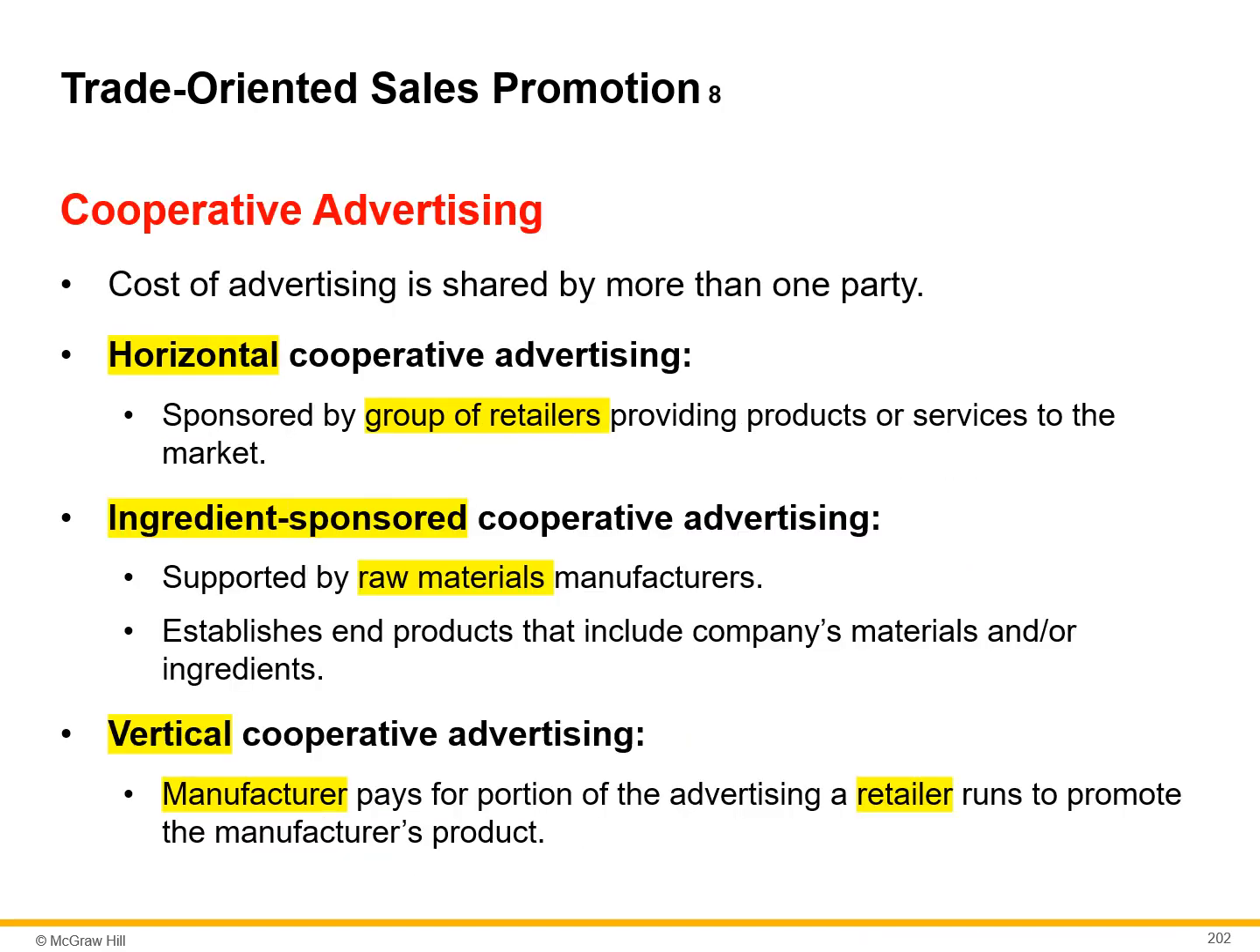Advertising together is cooperative advertising, or co-op advertising. Basically, the cost of advertising is shared by you and the reseller or trade. In a horizontal co-op, a group of retailers pool their money together to pay for the advertising. Or ingredient-sponsored, if you have raw materials or ingredients used in the product, you can join them in a co-op ad. In a vertical co-op ad, the manufacturer pays a portion of the advertising and the retailer pays the rest. Basically you work together to advertise your product.